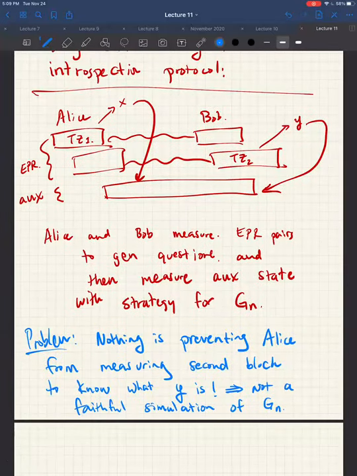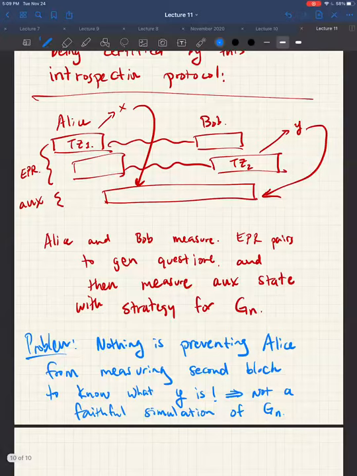The way we solve this problem is we're going to have Alice and Bob prove to us that they didn't get any useful information from the block that they were not supposed to read. And this is where we use the uncertainty principle. So not only do we ask Alice, when she's introspecting, to measure the first block in the Z basis, we're also going to ask her to measure the second block in the X basis.